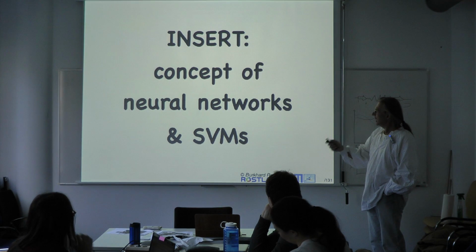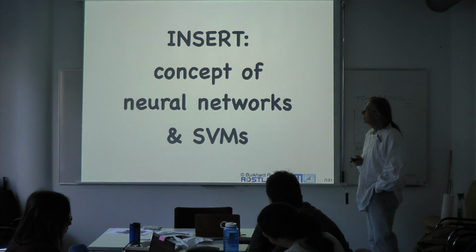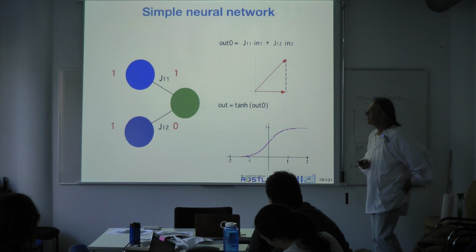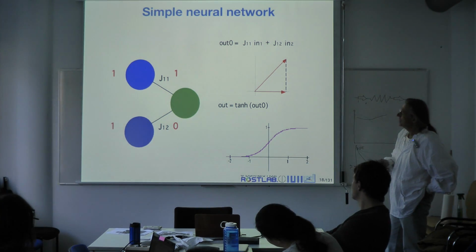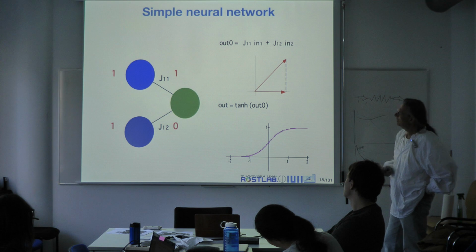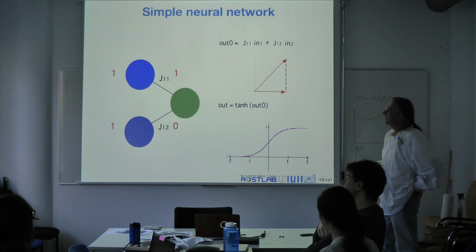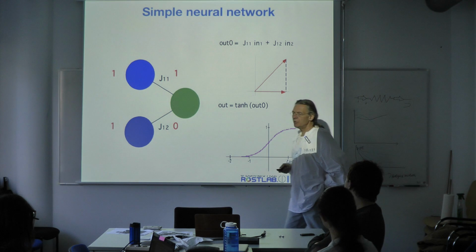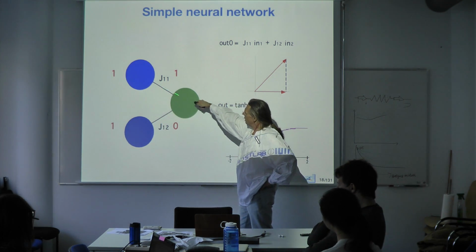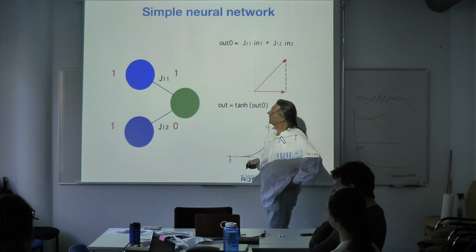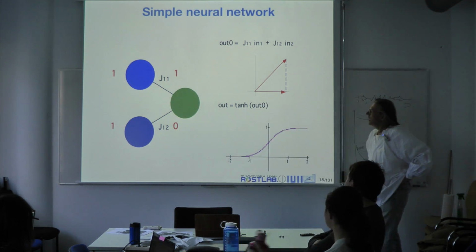Let me begin with an insert and have a brief run through neural networks. So neural networks essentially are devices that do a very simple computation. You begin with an input, here in blue, you have an output. So in this particular case you have two units, the first one here and the second one. They're connected to the output with a connection here, J11.